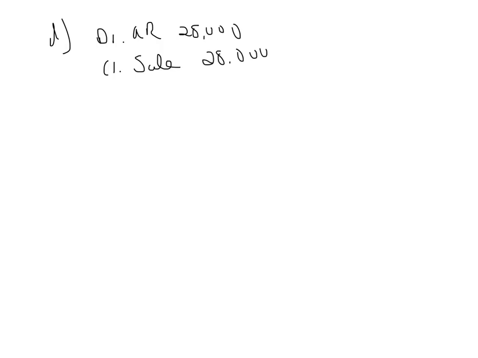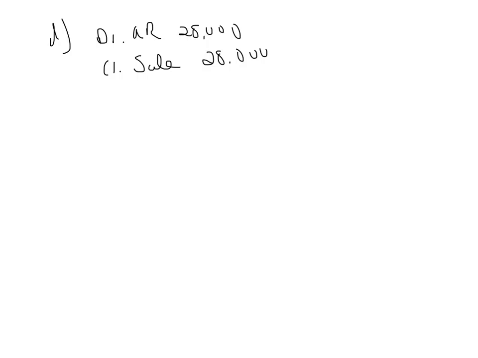Now in letter D, we had a sale of merchandise costing $18,000. It was sold for $28,000. So this entry you should know like the back of your hand. You're going to record the sale. Debit AR for $28,000 and credit the sale for $28,000. This is the same under periodic or perpetual.